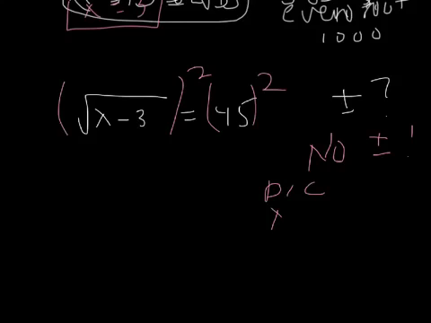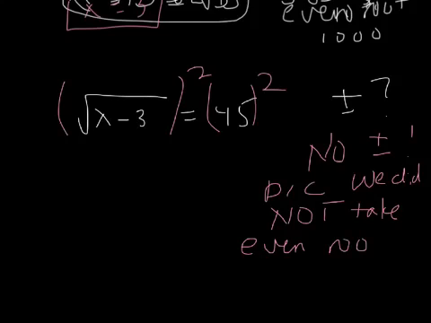So the point is that we did not take an even root. We took an even power, but that's not a root. So we're just going to go dot, dot, dot, and not finish that problem. Okay, hopefully that helped understand when the positive and negatives happen.